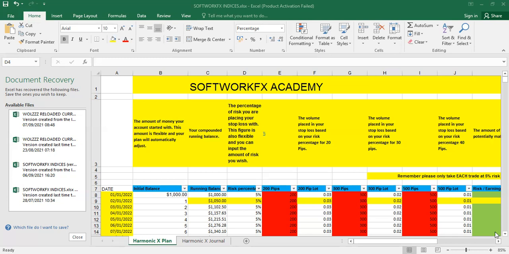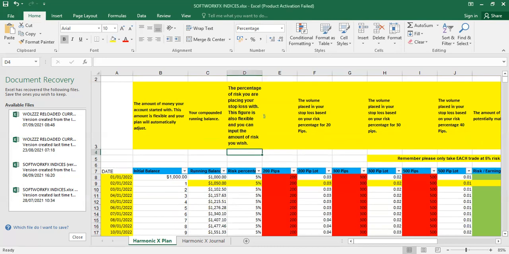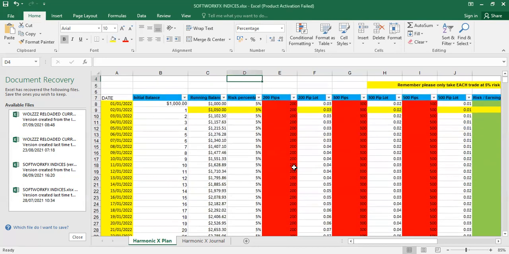So now let me show you how to make use of this trading plan in the next couple of minutes. Right here, we have the date. I've actually prepared it for next year, that's 2022. Then we have the initial balance. Whatever your balance is, you type it here.